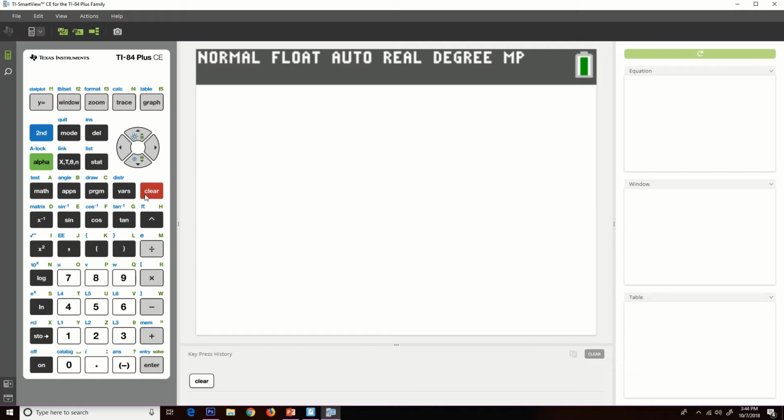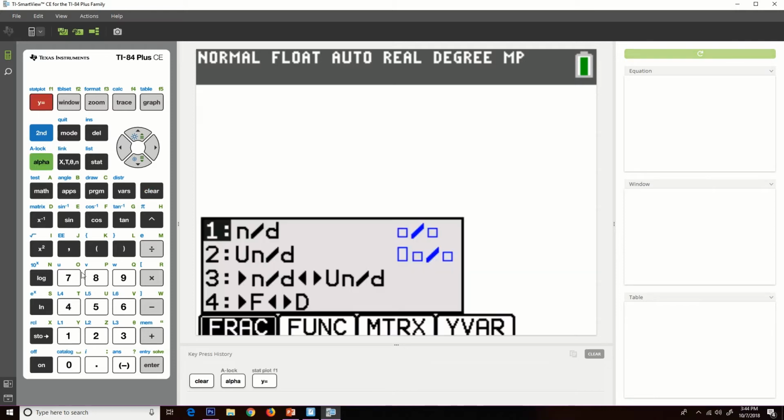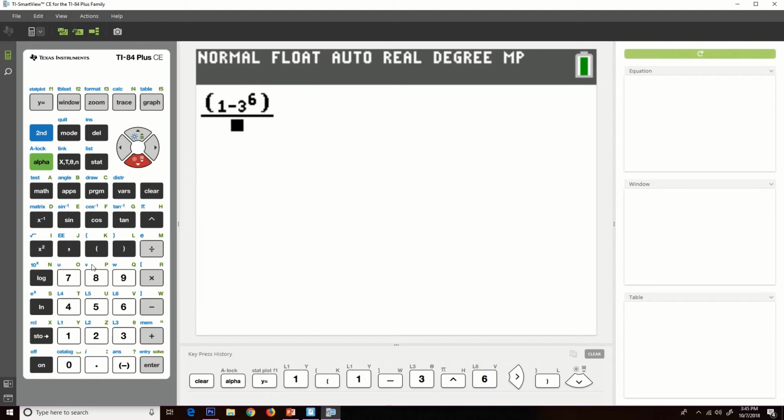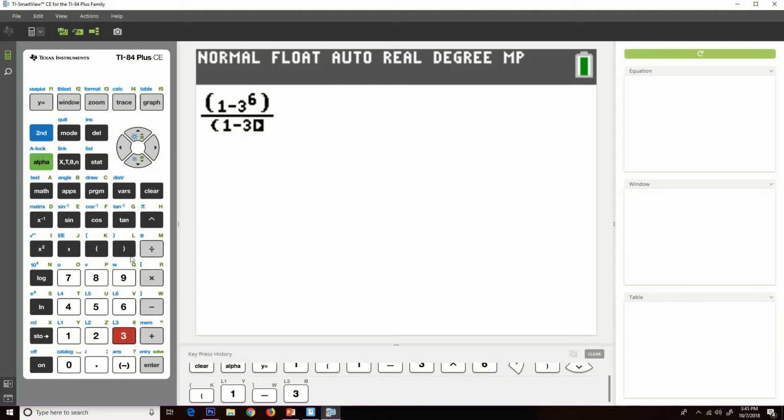And so we'll just grab our graphing calculator to calculate that for us. We'll go alpha, hit our y equals to bring up our fraction. We don't need the 1 times, so we're just going to go 1 minus 3 raised to the 6th power. We'll close that parenthesis, and then here on the bottom, we'll go 1 minus 3. We will hit enter, and so 364 is that sum.